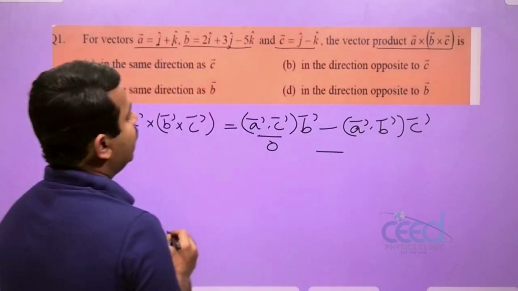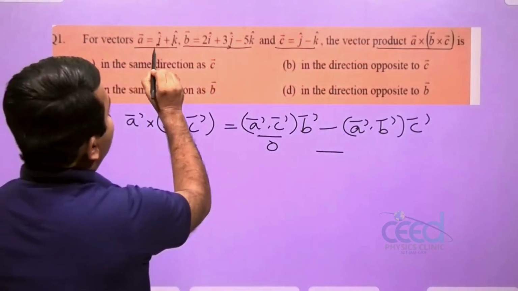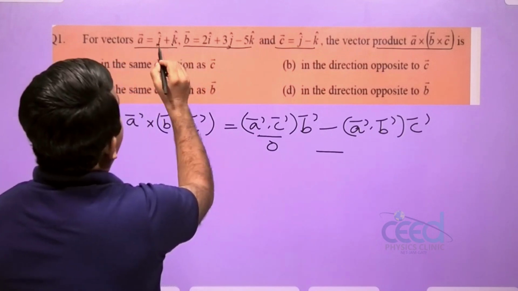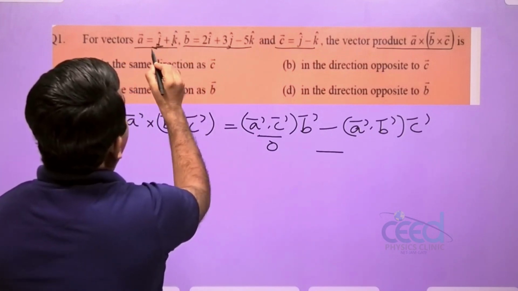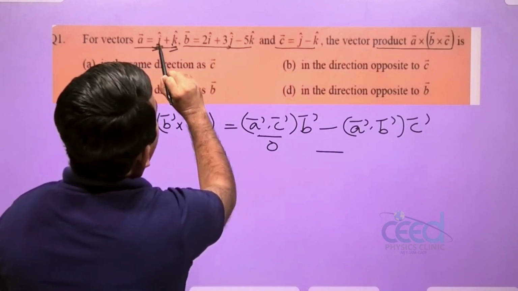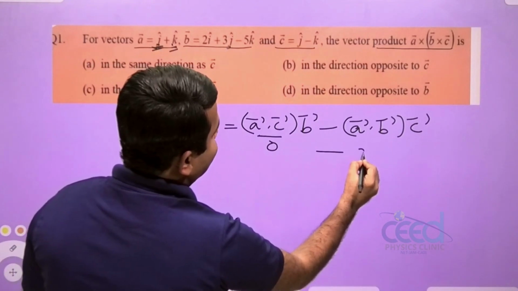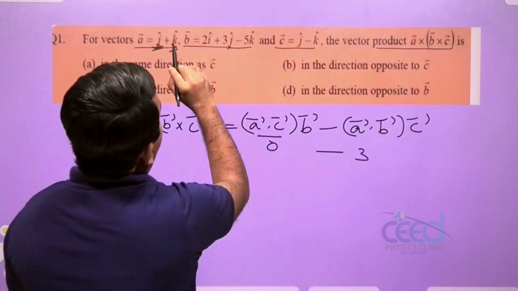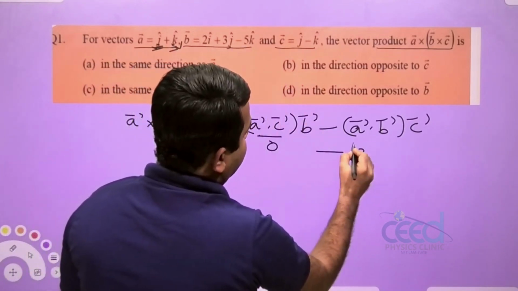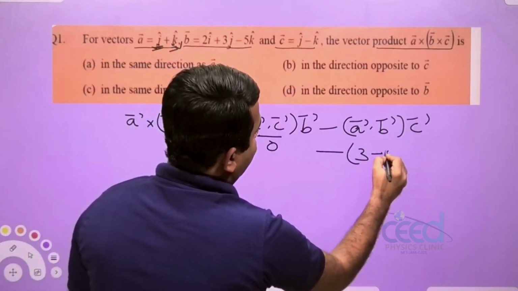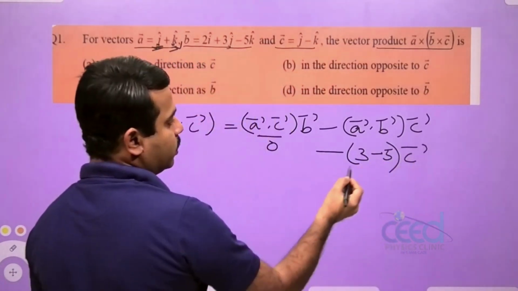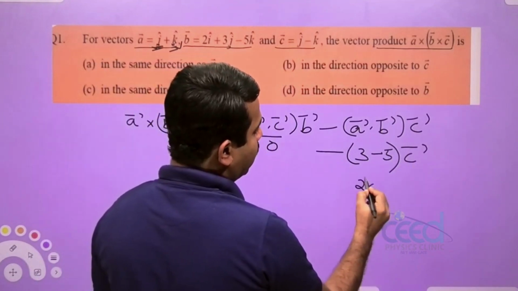Now A dot B, what is A dot B? Here there is no i cap component, so we have j dot j plus k dot k only. So this will be 1 into 3, that is 3, and 1 into minus 5, that is minus 5, so A dot B is minus 2, into C. So this is equal to 2C, alright?